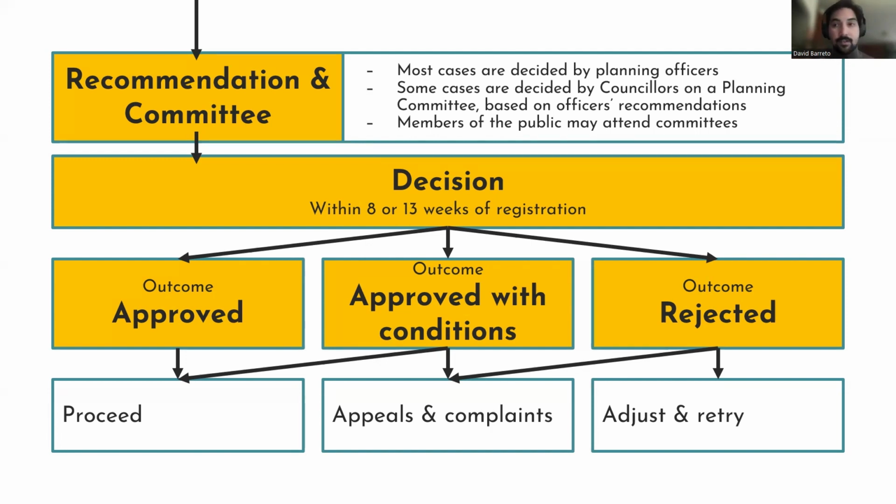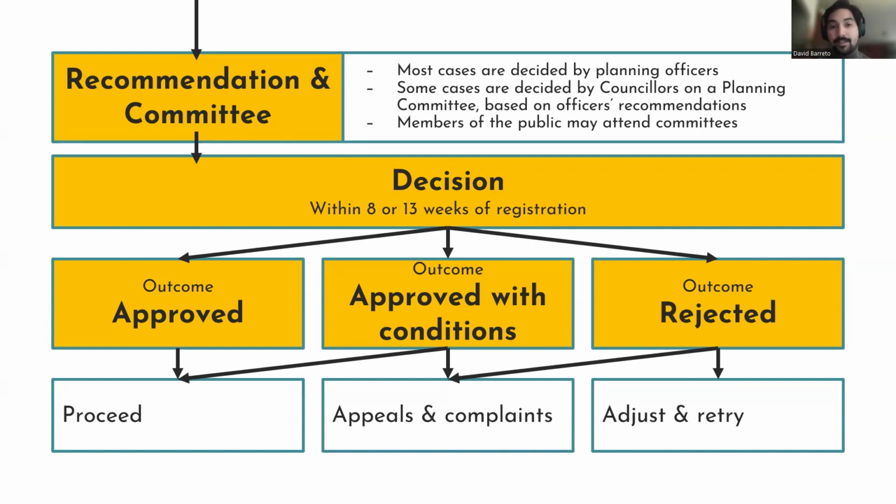And there's 3 potential outcomes. The first outcome is that the planning application is approved as is. The second outcome is that the planning application is approved with conditions. So this would be minor edits to the plan development. Or as a third option, the planning application is rejected outright. So in the first 2 cases, the developer, or the applicant, I should say, can choose to just proceed with what they want to do.